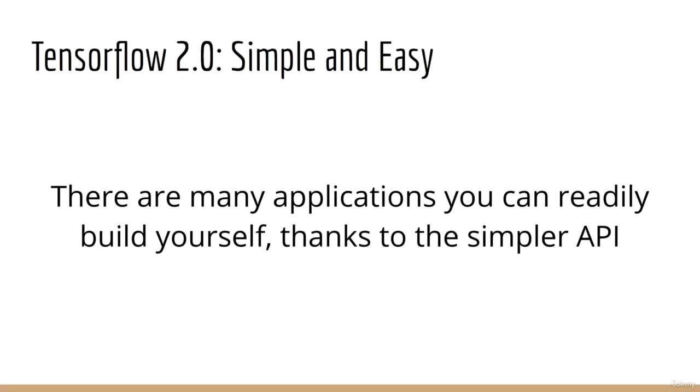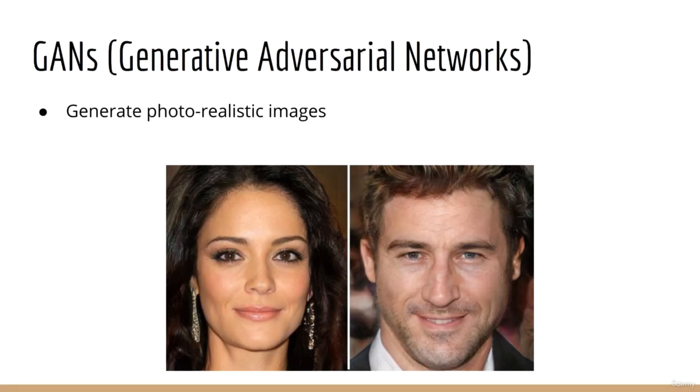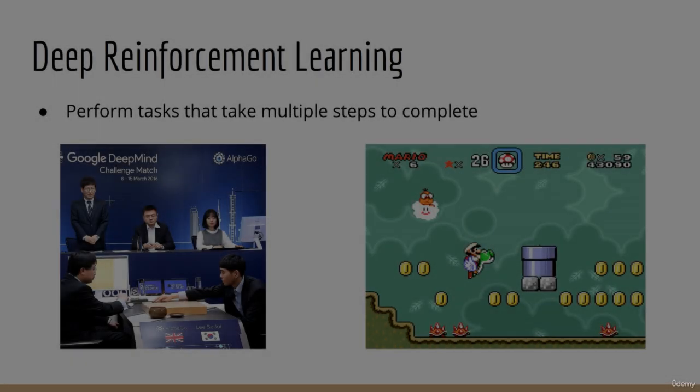Because TensorFlow 2.0 has such a simple and easy to use interface, it makes building extremely complex things much easier than they used to be. Here are some example applications. First, we have GANs, which stands for Generative Adversarial Networks. These are a new training paradigm which allow you to use deep learning to generate beautiful photorealistic images. What's absolutely crazy about this is that the images you are looking at now are of people that do not actually exist, but it doesn't stop there.